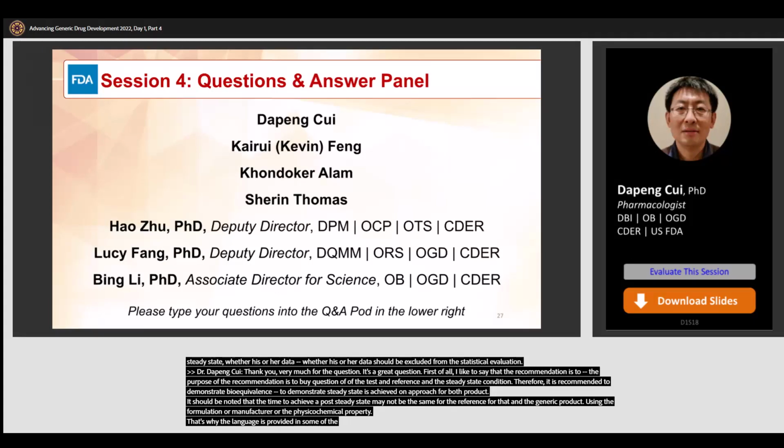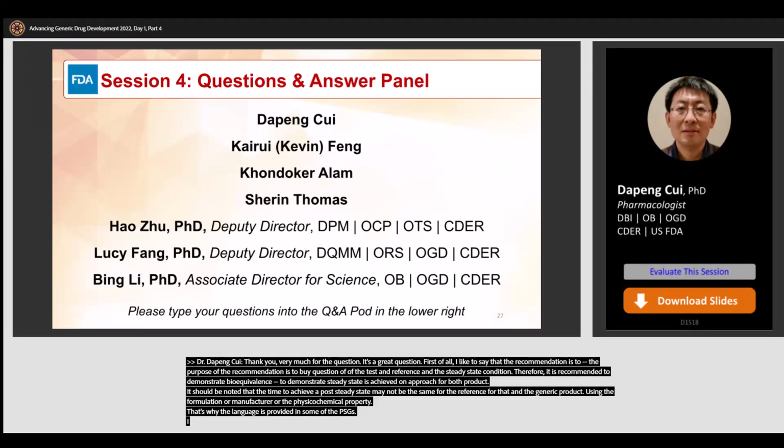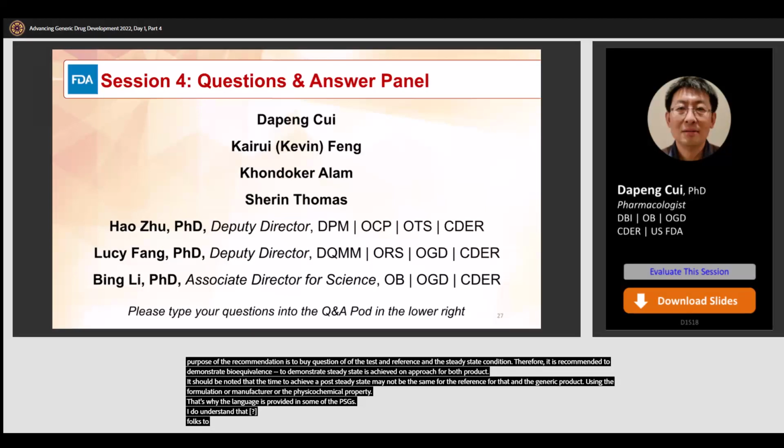I do understand that there are multiple statistical approaches to evaluate steady state, for example, the population-based evaluation or individual subject-based evaluation. And for the individual subject-based approach, there are some factors that should be considered.